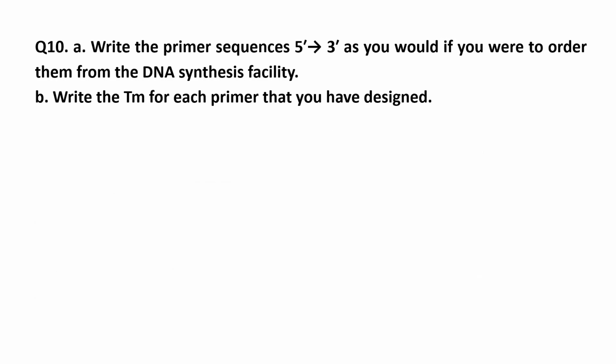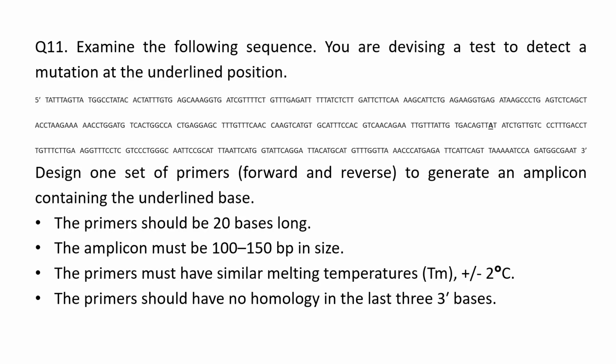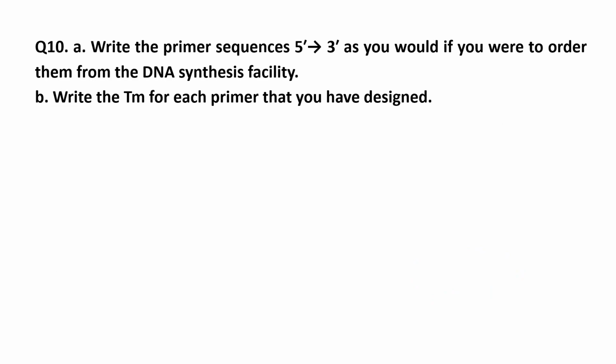What you have to do is write the primer sequences. You will write the forward and reverse strands in 5 prime to 3 prime fashion, such that that's what you will get from the DNA synthesis facility. You will order it like that. You also have to write the melting temperature for each primer that you have designed. Is it clear?